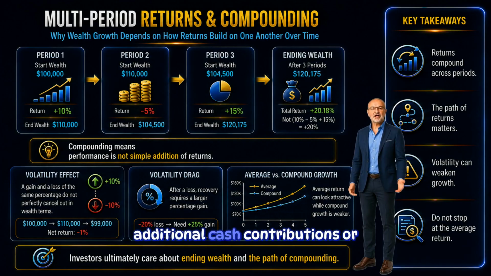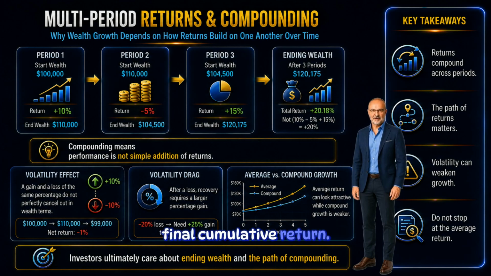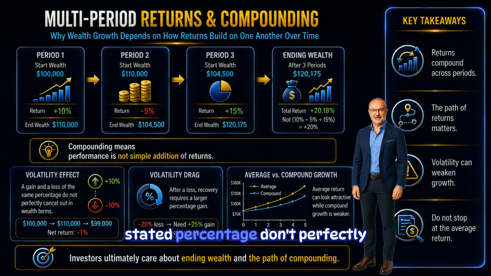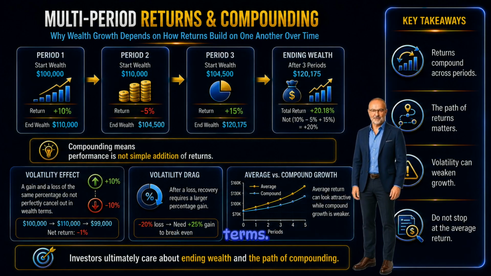If there are no additional cash contributions or withdrawals, the order of returns doesn't change the final cumulative return. But volatility still matters deeply. Here's the intuition. A gain and a loss of the same stated percentage don't perfectly cancel out in wealth terms. Why? Because after a loss, the investment is working from a smaller base. To recover, it needs a larger percentage gain than the loss that created the decline. This is why volatile investments can have an average return that looks attractive, while the actual compound growth experienced by the investor is much less attractive.